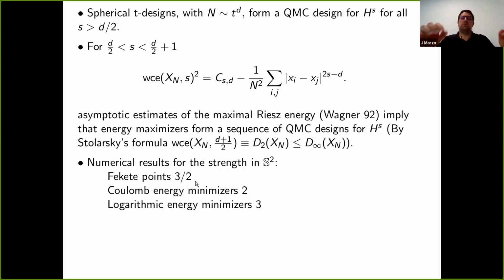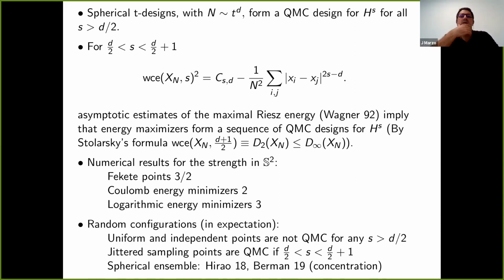Okay, and just to show you that the conjectures are different: for Coulomb energy minimizers, the conjecture was that the strength was 2, and for minimal logarithmic energy it is 3. Okay? But I think that nothing is known for certain about these values. It would be very nice to know, I think.